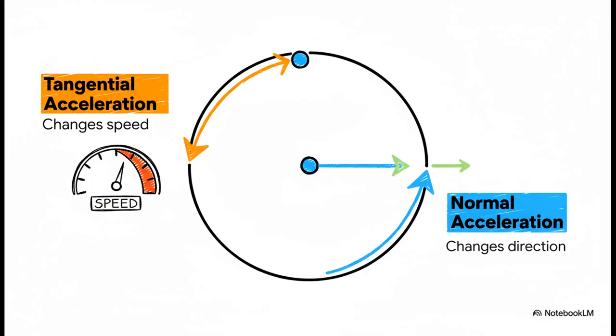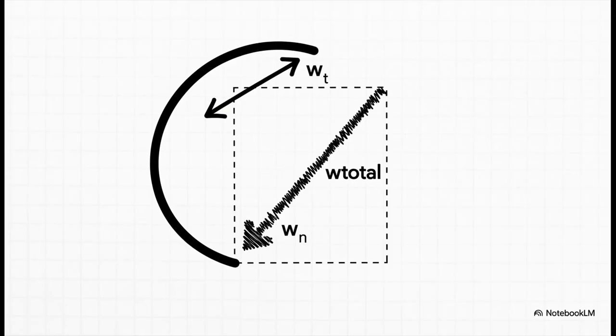And here they are, the two faces of acceleration. First, on the left, you've got tangential acceleration. You can think of this as the gas pedal or the brake. Its one and only job is to change the object's speed. Then you've got normal acceleration, which you've probably heard called centripetal acceleration. This is the steering wheel. Its job is to change the object's direction, constantly pulling it toward the center to keep it on that circular path. So the total acceleration that the particle feels is literally just the vector sum of these two components.